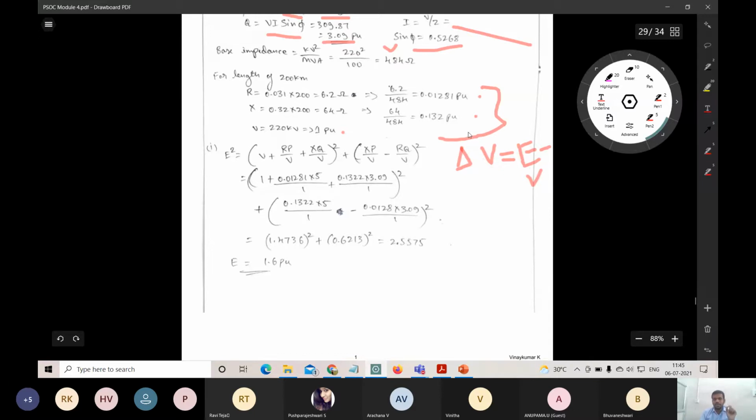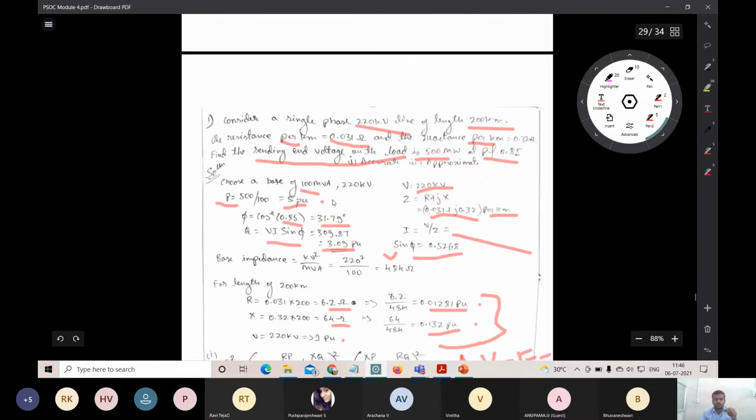Don't forget this step. Now, instead of calculating for 200 kilometers, if you just substitute the per kilometer value, your answer will be completely wrong. Okay, 0.031 into 200, 0.0332 into 200, 6.2 ohms, 64 ohms. Convert that value into per unit values. Use these values here, R, X, and use P and Q.